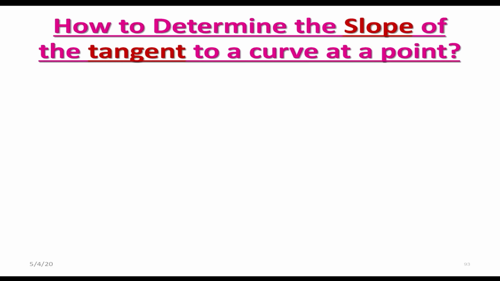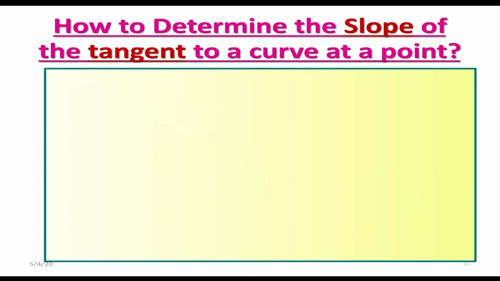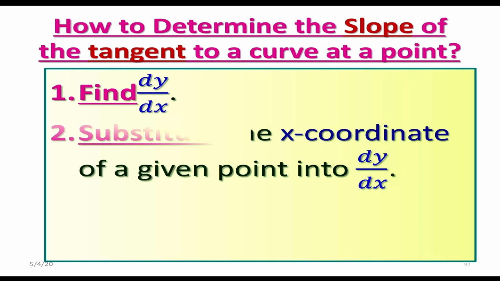In this tutorial, I will show you how to find the slope or gradient of the tangent line to a curve at a given point. Say we are given a function y equals f of x. So the first step is find the derivative dy/dx, and the second step is just substitute the x coordinate of a given point into the derivative dy/dx.